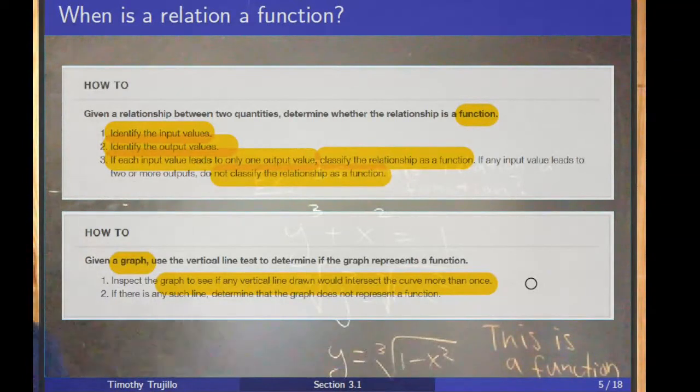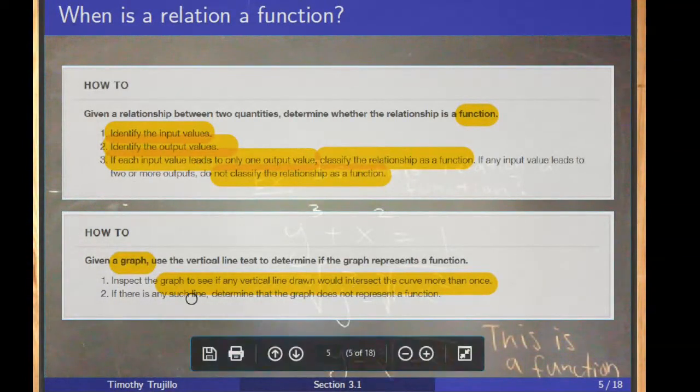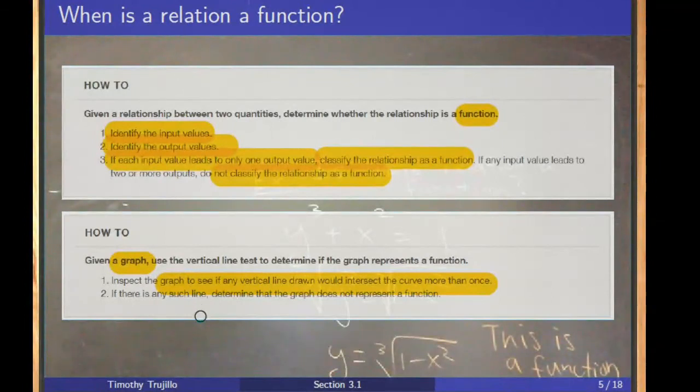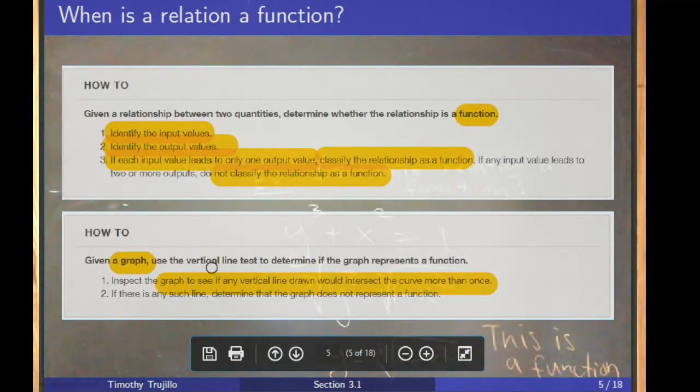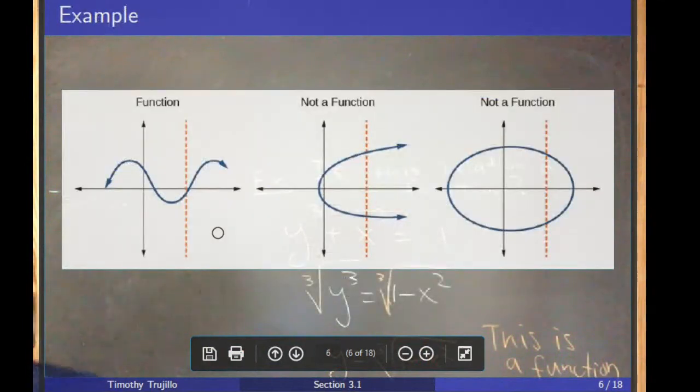And if it happens to be the case that there are no lines where you intersect at 2 points or more, then it will be a function. And we call this the vertical line test. So let's see some examples of this process.